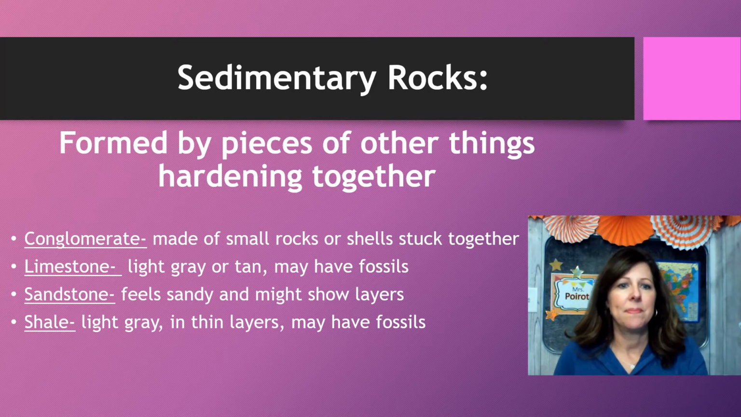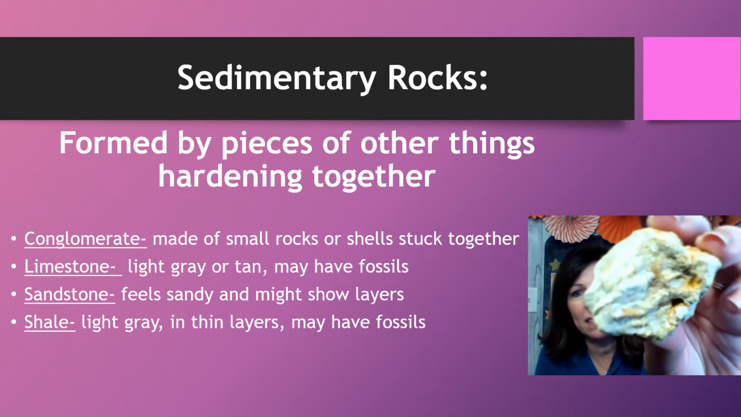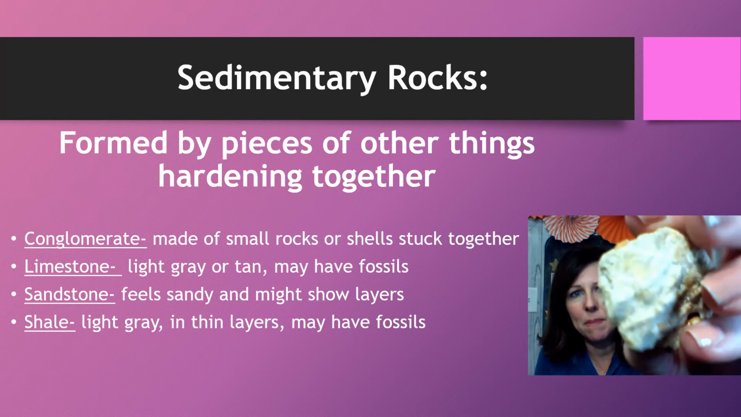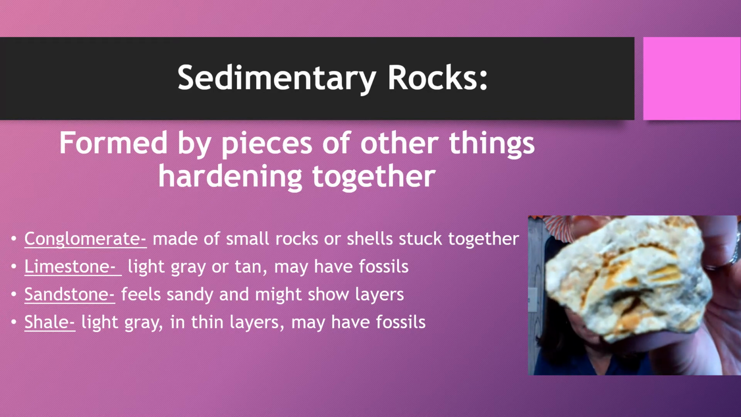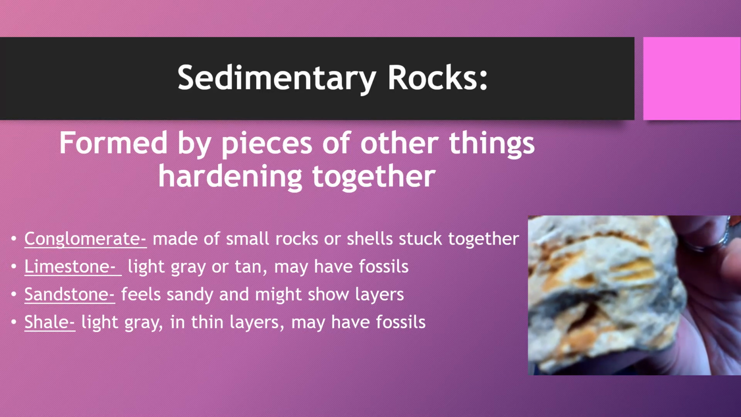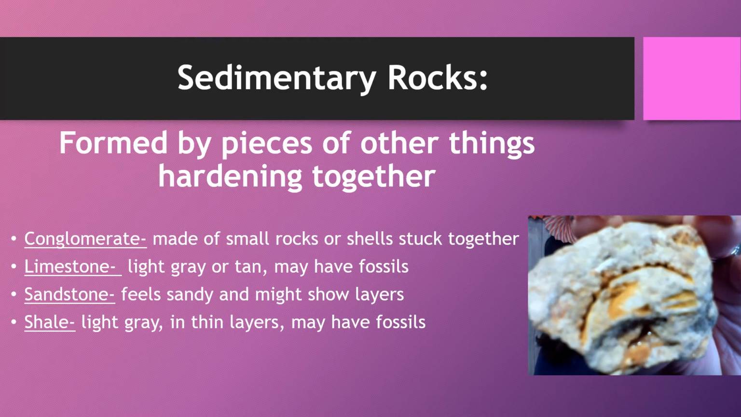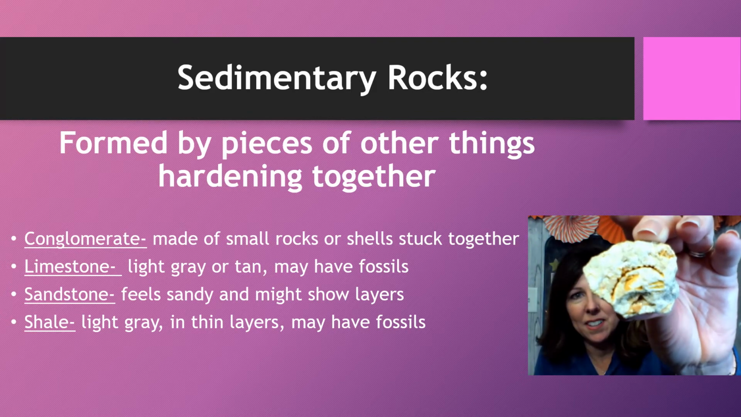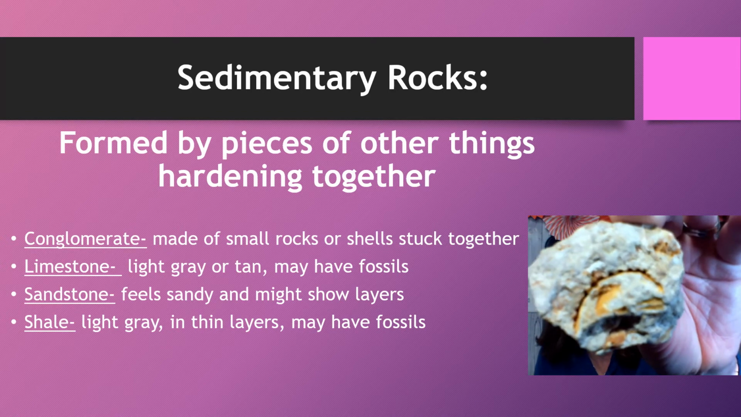Our next one is limestone. On one side, it just looks like a normal white rock. But if you turn it on this side, we see that characteristic of fossils in there. Do you see the shape of a shell imprint in that rock? This is, again, called limestone. This is what the Great Pyramids at Giza were built out of.